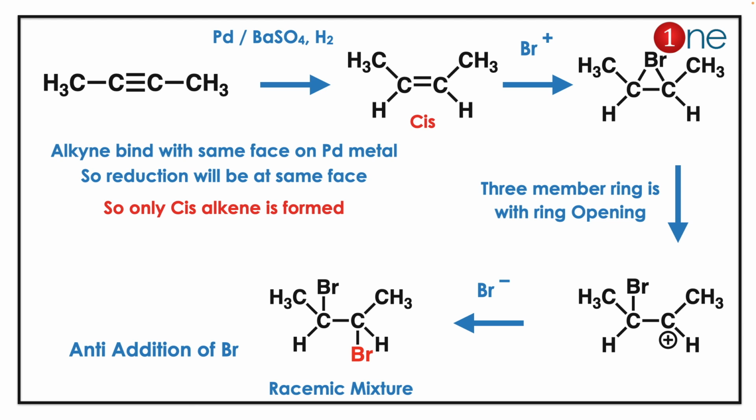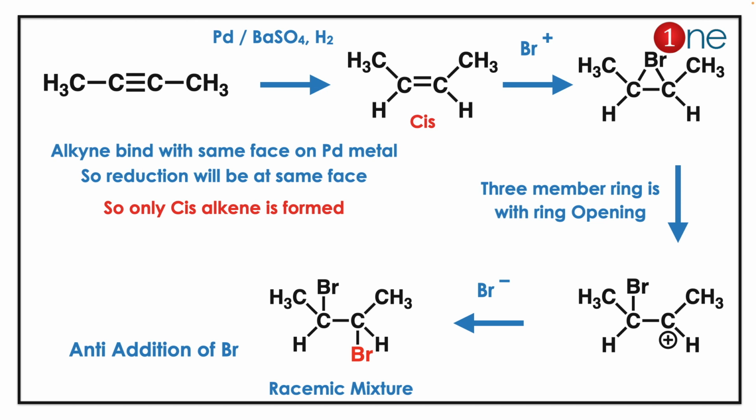Bromine attacks the alkene, and you have a bromonium ion. Then the ring opening happens, and you have a cation formation. Then the cation is attacked by Br-, and you have the final product, which is a dibromide, which is a racemic mixture. Because the addition is a trans addition, you have a racemic mixture here. So the final product is a dibromo substituted butane.